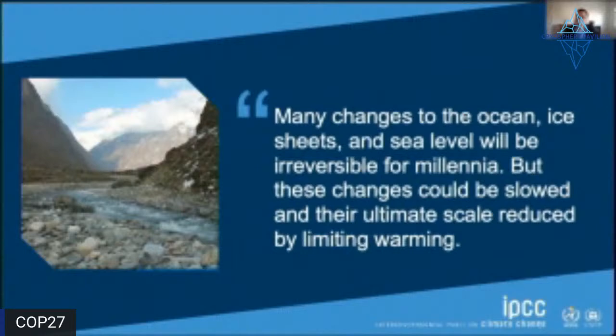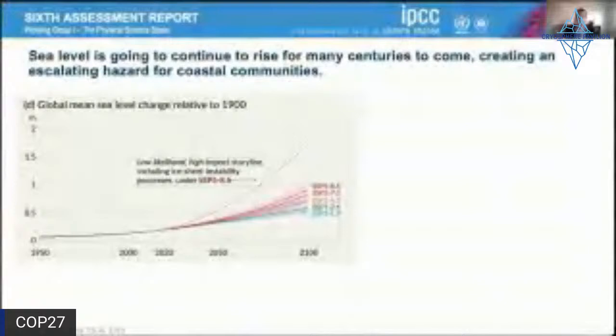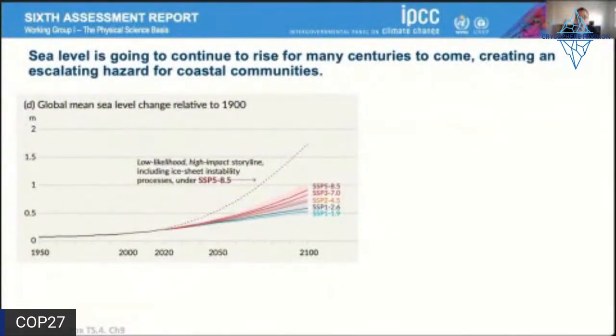So sea level rise is going to continue for many centuries to come, creating an escalating hazard for coastal communities. This figure here on the left is showing you the projections of sea level rise from the Sixth Assessment Report through the year 2100, including 5 different emission scenarios, ranging from those featuring sustained growth of emissions at the top to those featuring at the bottom rapid emissions reductions consistent with the 1.5 degree C target, as well as an indicative storyline showing what might happen at the high end if ice sheet instabilities that are currently poorly constrained by the scientific research come into effect.